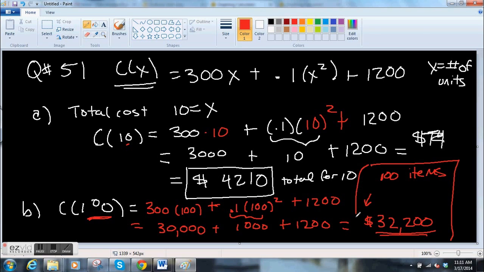So this is how you do that. Look for more of these cost functions as you go through this book. We're going to do a lot of them.